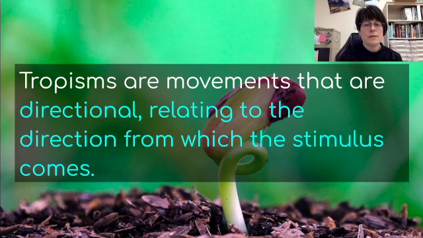However, tropisms are movements that are directional, relating to the direction from which the stimulus is coming. So they have a certain direction in response to the stimulus. So that's the difference between a nastic movement that's not dependent upon direction, and tropisms are dependent upon direction.